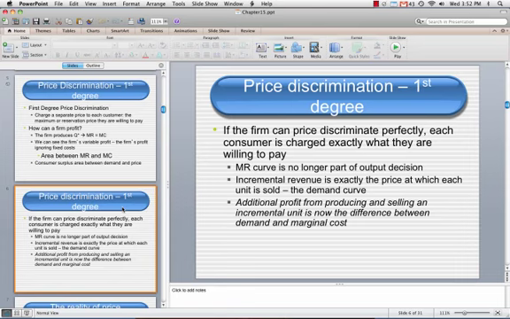The marginal revenue curve is no longer used in determining the output, because now the demand curve is the same as the marginal revenue. That's what I point out here in the second bullet. Additional revenue, incremental revenue, or marginal revenue is exactly the price. That means the difference between the cost of producing the good and the revenue from producing it is our profit.